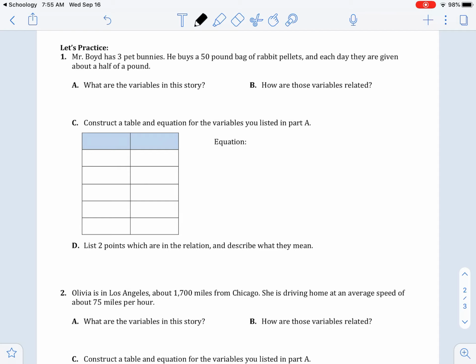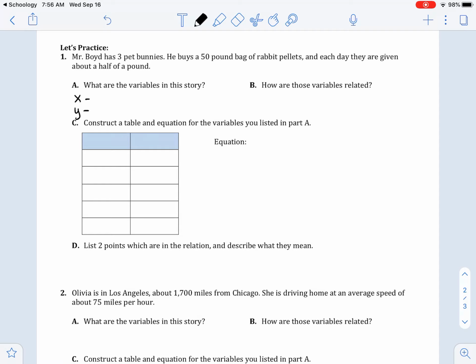It says, Mr. Boyd has 3 pet bunnies. He buys a 50-pound bag of rabbit pellets, and each day they're given about a half of a pound. So what are the variables in this story? Once again, I'm looking for X, and I'm looking for Y. So I need to figure out what's missing here. I need to figure out what changes, and then because of that, what changes. It's called the independent and dependent variable.